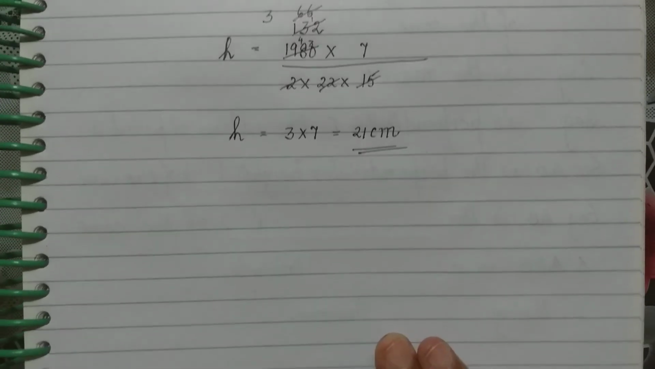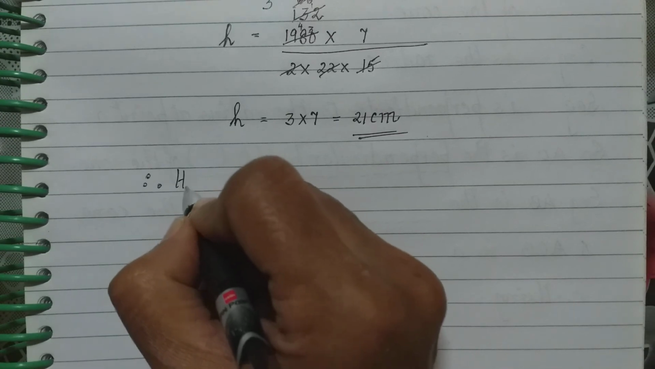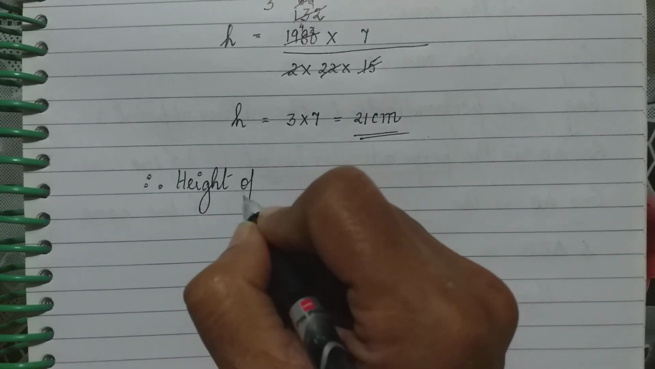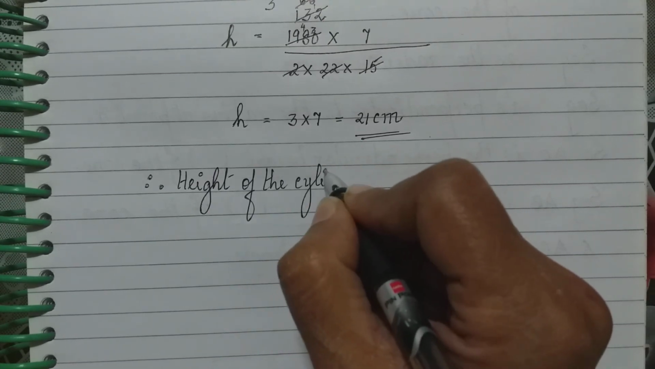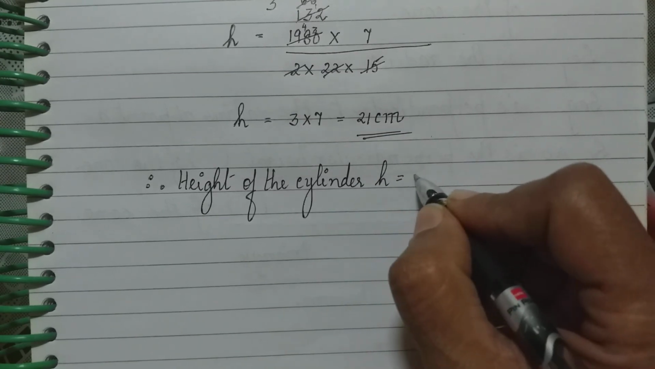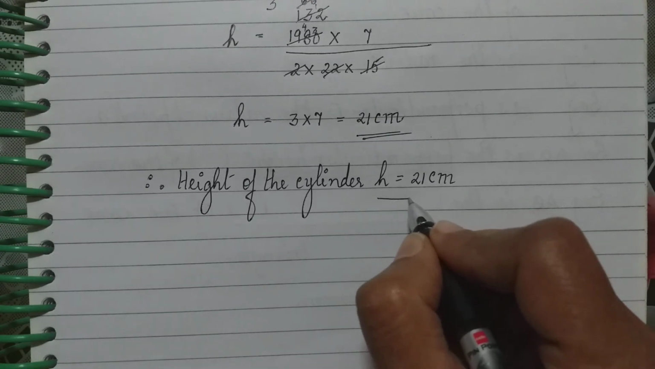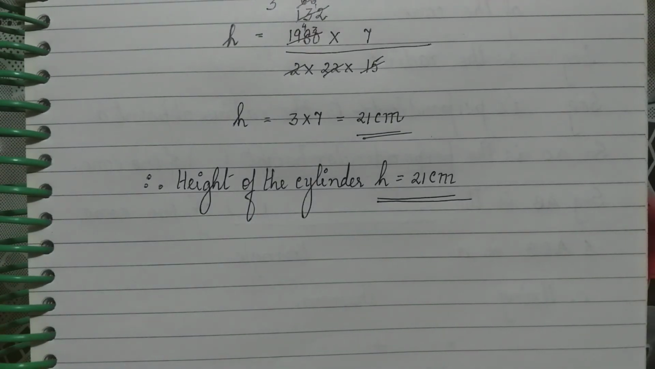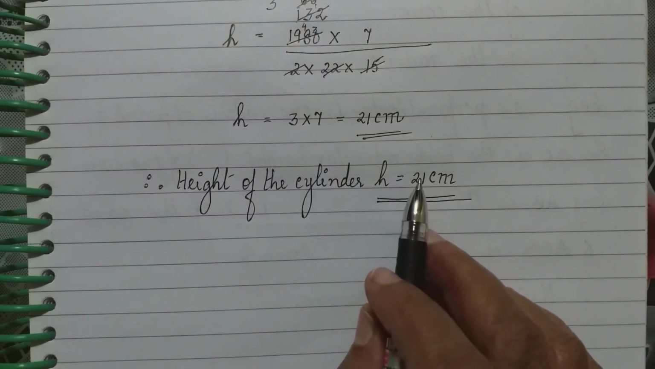So we have got here the H, which is 21 centimeter, and the question was height of the cylinder. Therefore, height of the cylinder H is equal to 21 centimeter. So we have completed now both the questions related to cylinder.